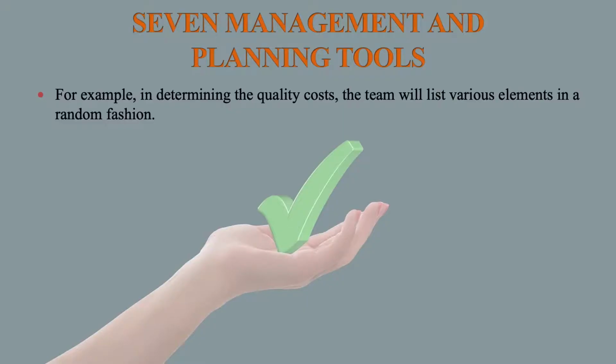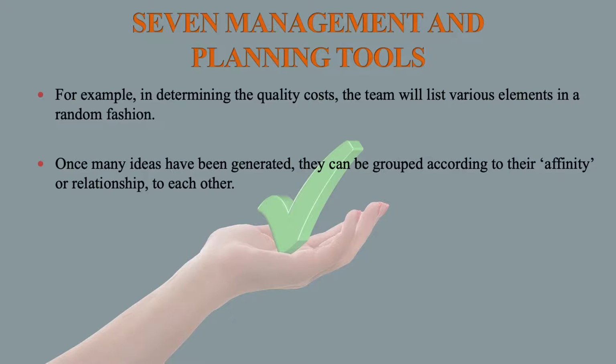So some groups will be sorted out, and in that we can identify the requirements. For example, in determining the quality costs, the team will list various elements in a random fashion. Whoever gets an idea will write it on a card and give it to the leader. Once many ideas have been generated, all the people will give so many ideas, and all generated ideas will be pooled.